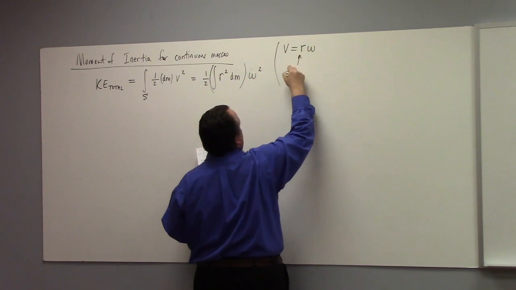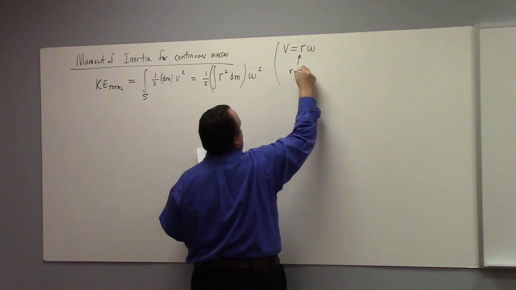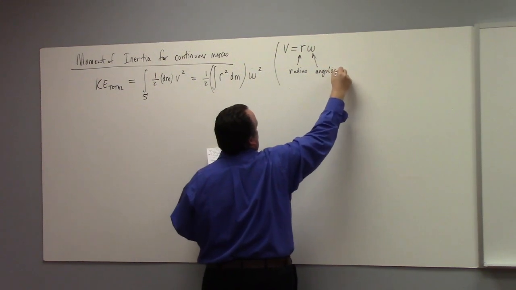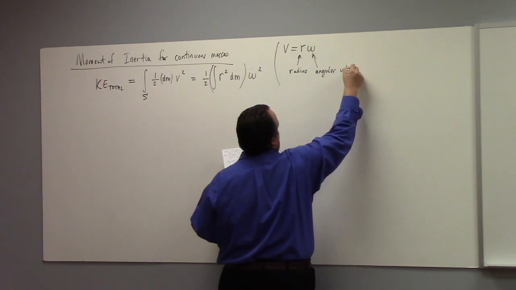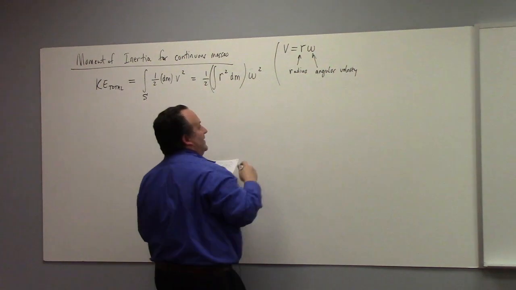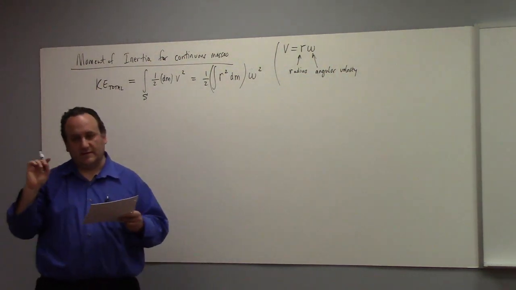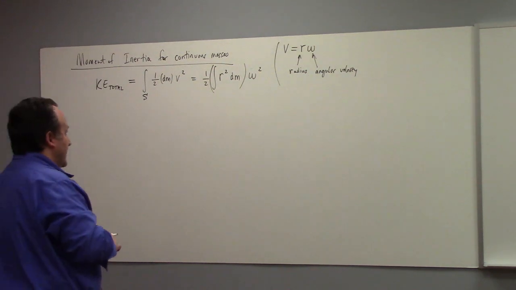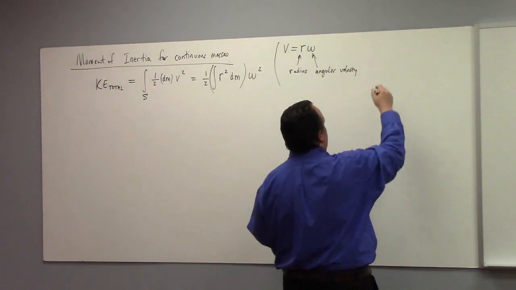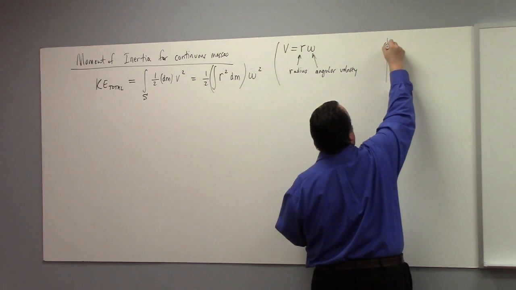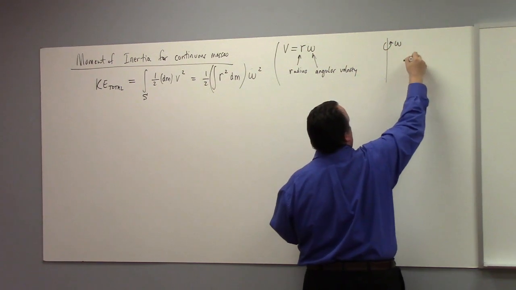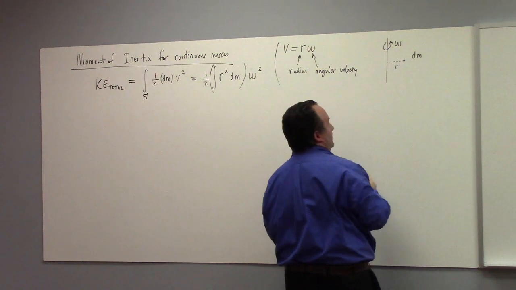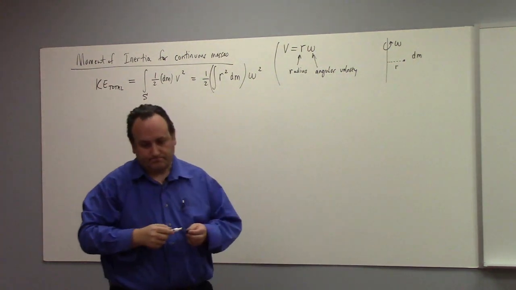So this is the radius. This is the angular velocity. And by radius I mean the distance that dm is from the rotation axis. So you're thinking about, you've got some axis of rotation. You're rotating it around with omega. You've got this little dm out here. It's a distance r from the axis of rotation.